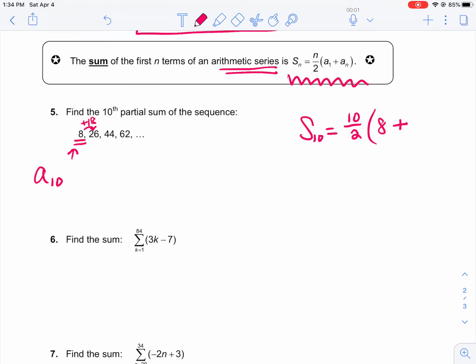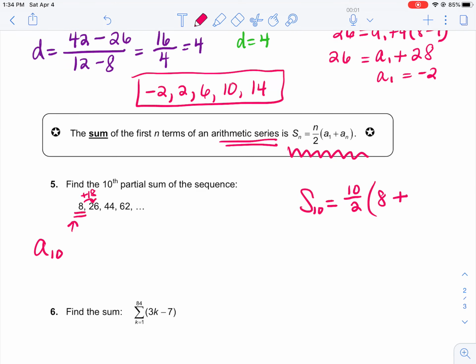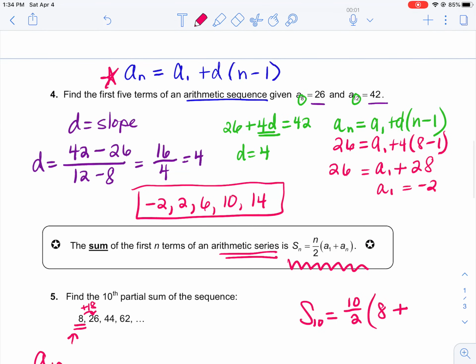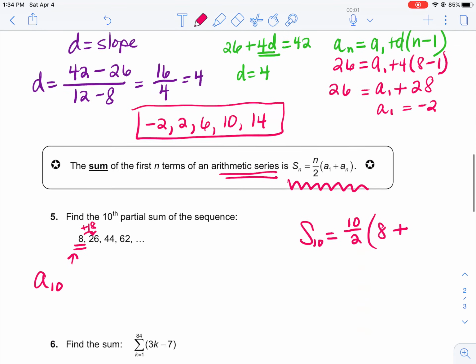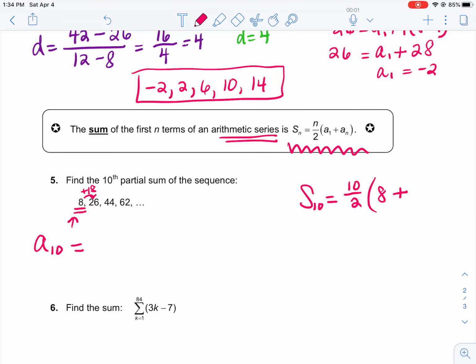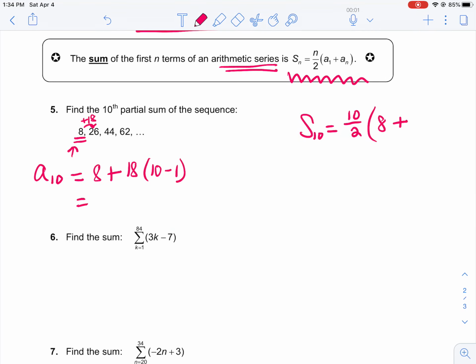Well, in order to find that 10th term, I'm going to use this formula right here. So let's use that formula. The first term is 8 plus the difference between them is 18 times 10 minus 1 because I'm looking for the 10th term. If I distribute and simplify, I get 170.